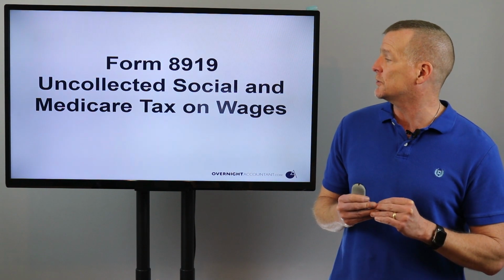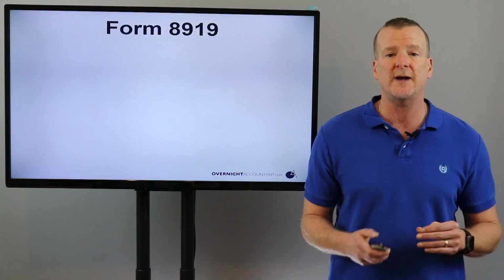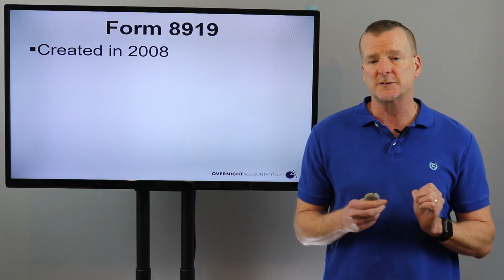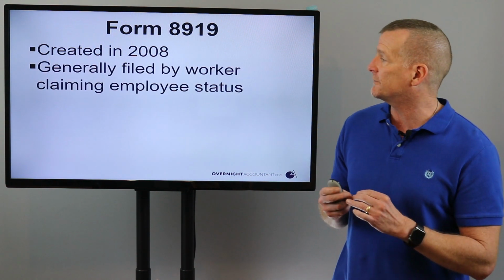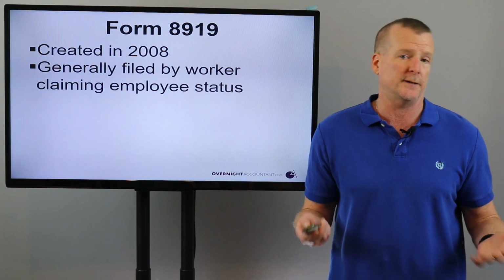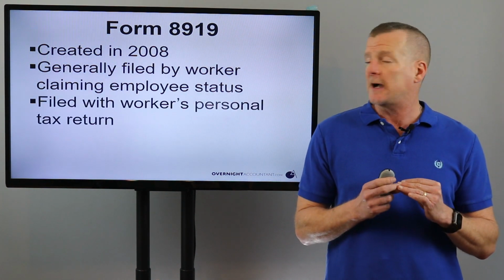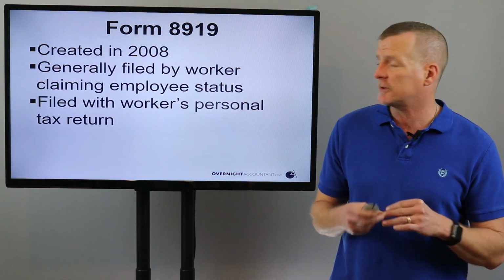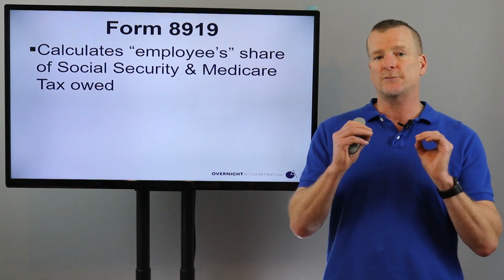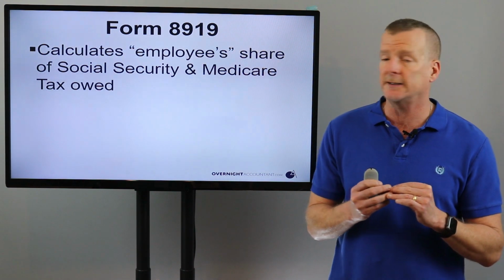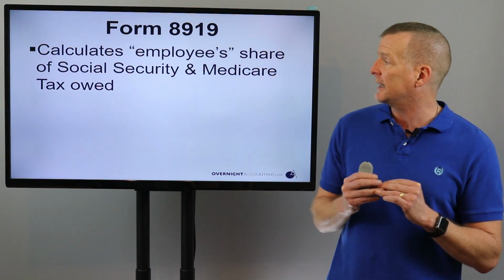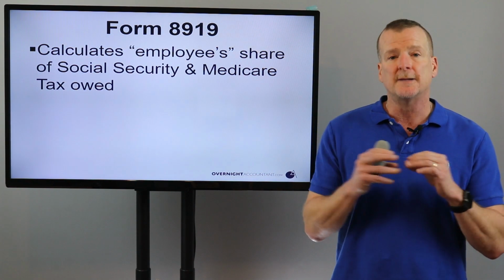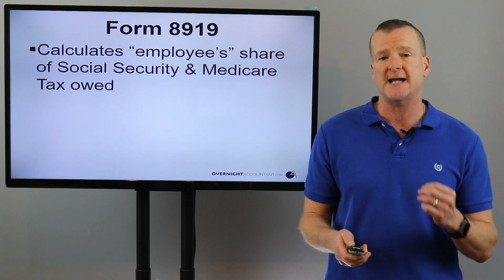This is uncollected Social Security and Medicare tax on wages. This form was created in 2008. It is generally filed by a worker who believes they're an employee. It's kind of obvious. It's filed with the worker's personal tax return, their 1040. What this form does is treat them like an employee for Social Security and Medicare tax purposes on the tax return. So it calculates the employee share of Social Security and Medicare tax owed.